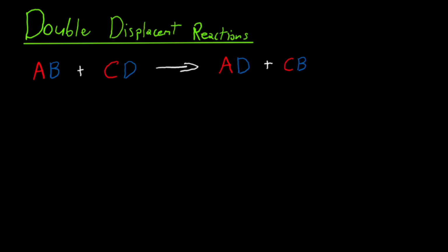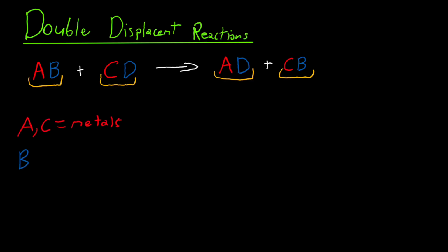In this lesson, we'll be going over double displacement reactions. Let's review. In a double displacement reaction, we have compound AB being added to compound CD, turning into compound AD plus compound CB. The way this works is, we can think of the red A and C as metals, and the blue B and D as nonmetals.